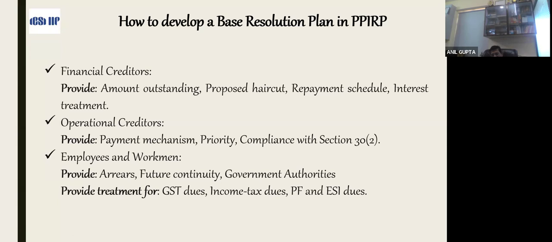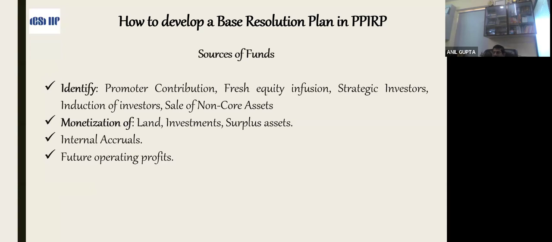Employees and workmen: provide how much arrears are to be paid, or future continuity, or government authorities, etc. Provide the treatment for GST dues, income tax dues, PF or ESI dues. So these are the particular areas, and the sources of funds. Identify the promoter's contribution, fresh equity infusion, strategic investors, and induction of investors.